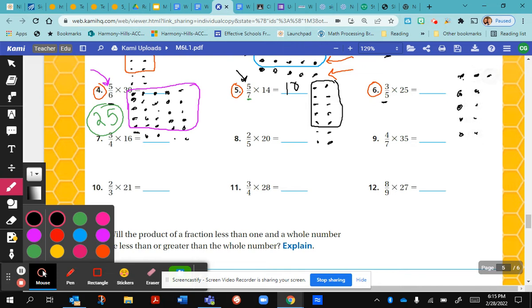That's 10. That's 15. That's 20. That's 25. So out of the 25, looking at my numerator, how many will I need to circle? Very good. I'm going to circle 3. All right, so now it's 5, 10, 15. So the answer is 15.